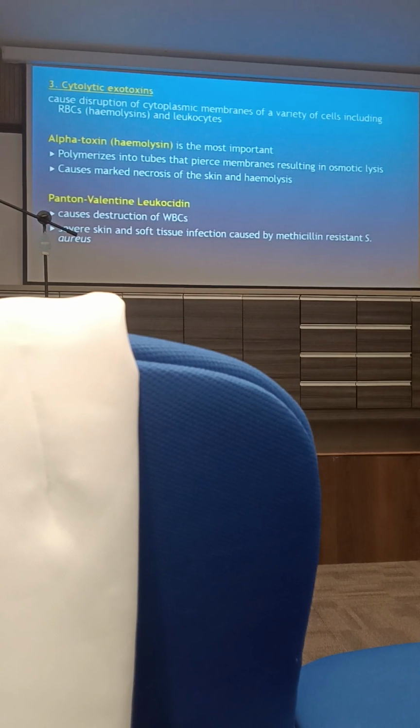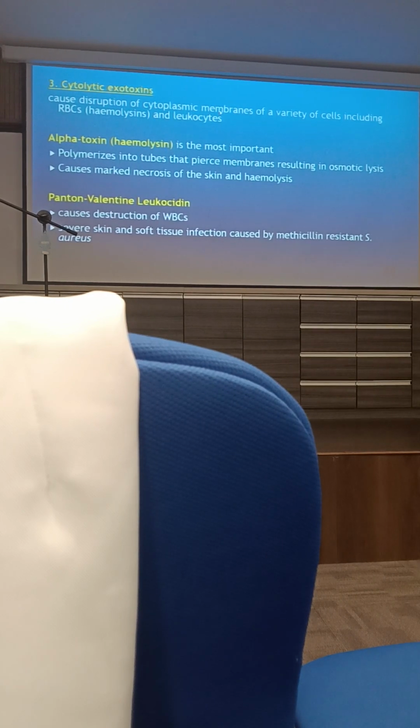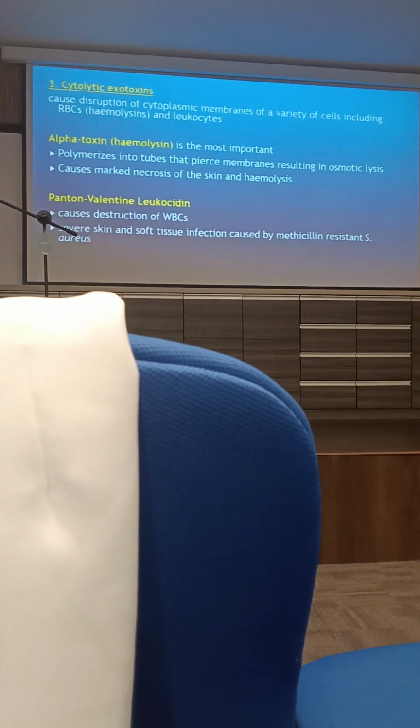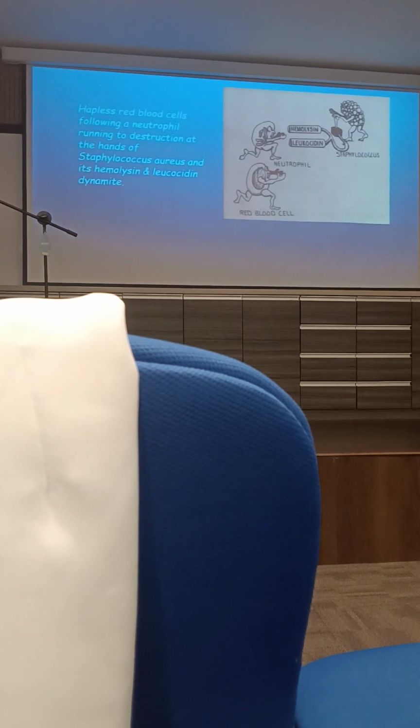Besides that, it produces cytolytic exotoxins. These cause disruption of membranes, including red blood cells and leukocytes. So you have the alpha toxin and Panton-Valentine leukocidin. The leukocidin causes destruction of white blood cells, and the alpha toxin causes hemolysis of red blood cells.